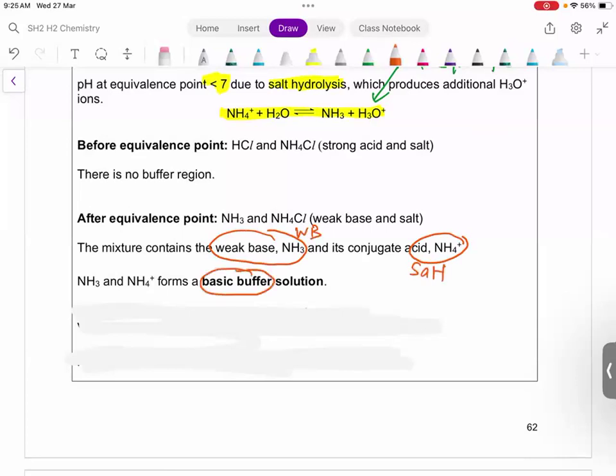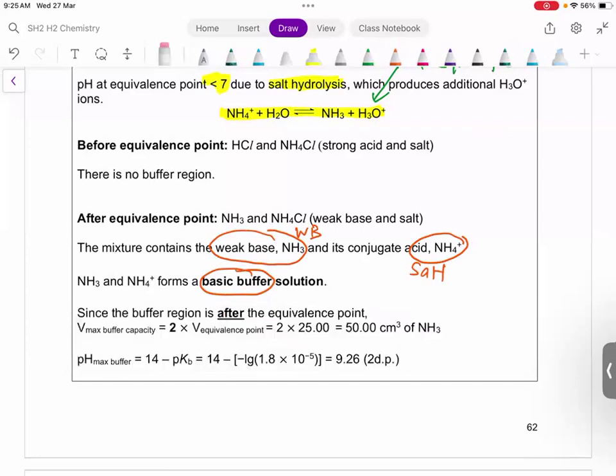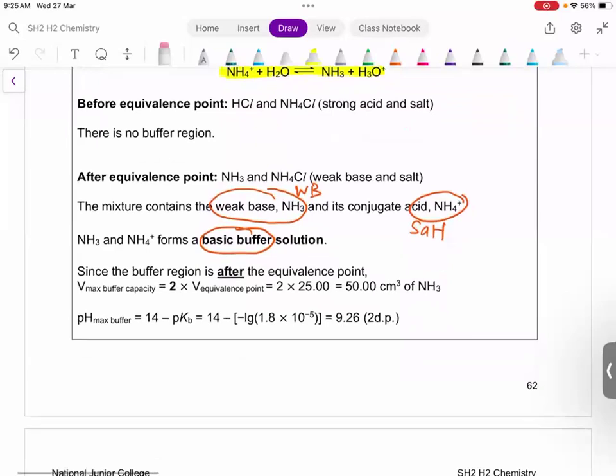Okay, then how do you calculate the maximum buffer? So the titration result, I hope you can recognize that the volume at which equivalence point is attained is 25 cm cube. Remember? Okay, so at 25 cm cube of the weak base added, that is where your equivalence point is. So you are going to double that equivalence volume. So the max buffer will occur when the titration result is 50 cm cube. Okay, so at max buffer, it will be 14 minus pOH, 9.26. Yep.